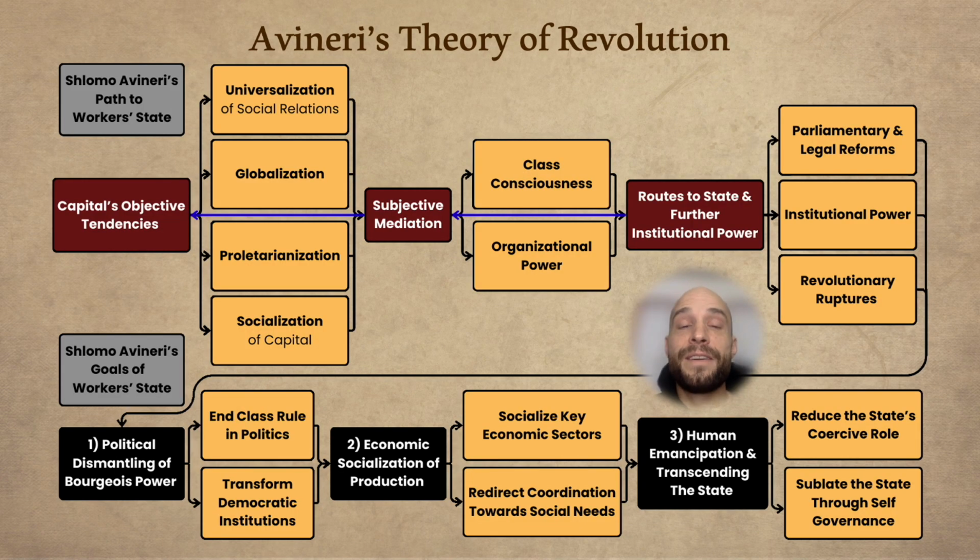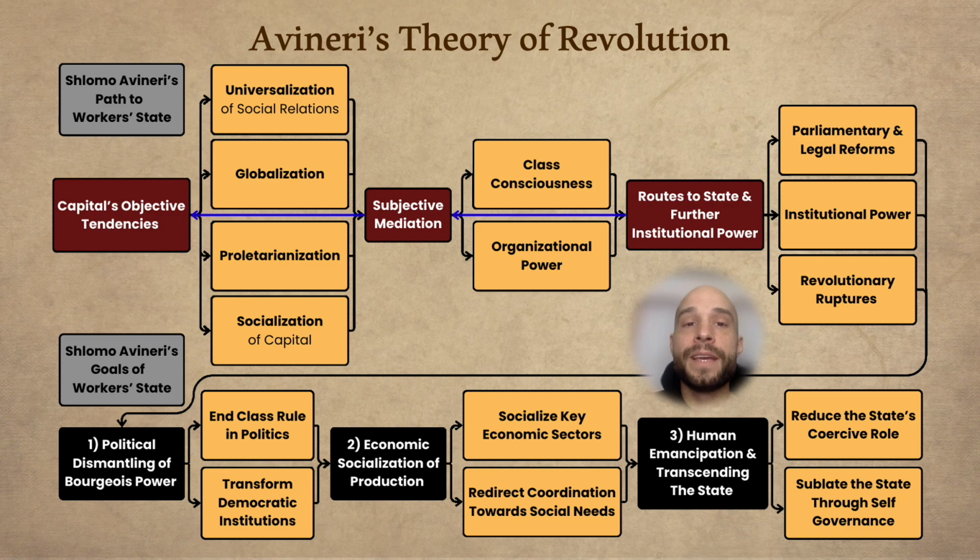Now let's move on to understand Shlomo Avineri's theory of revolutionary strategy, which I've formalized into this chart to make things as clear as possible. There's really two moments here. The first is about the path to a worker state, and the second is about the goals of the worker state, culminating in its own Aufhebung, or abolition.